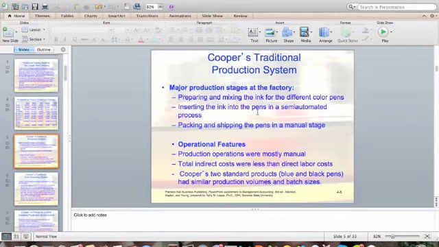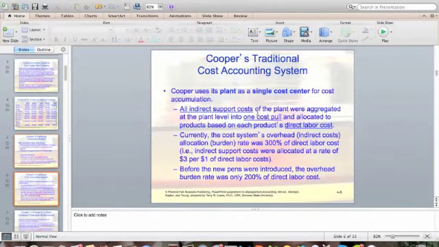It looks like preparing and mixing the ink for the different colors is a process. Inserting the ink into semi-automated machines is a process. And packing and shipping pens is a process. Now there are some operational features, production operations, and then we have indirect and direct labor costs. We also have all these support costs that are considered overhead.